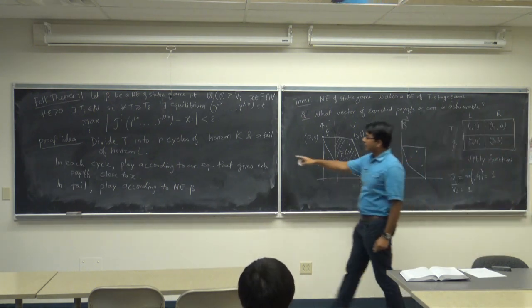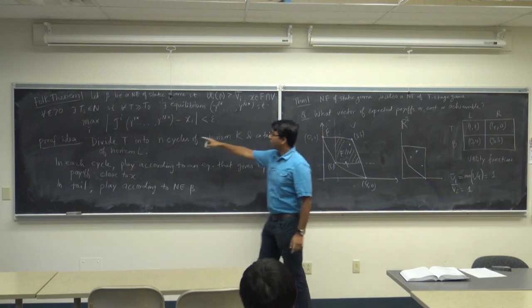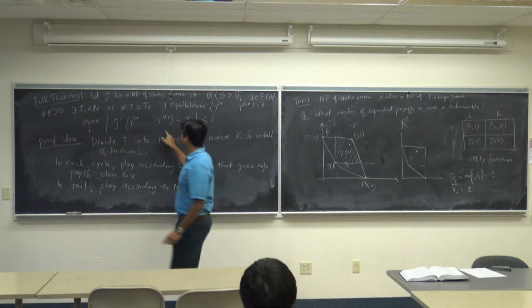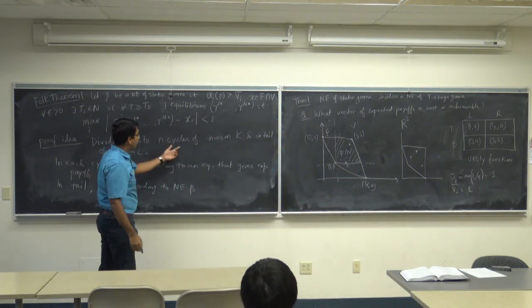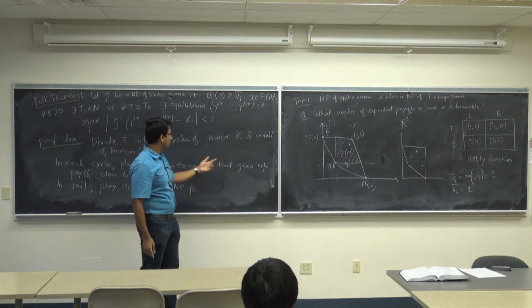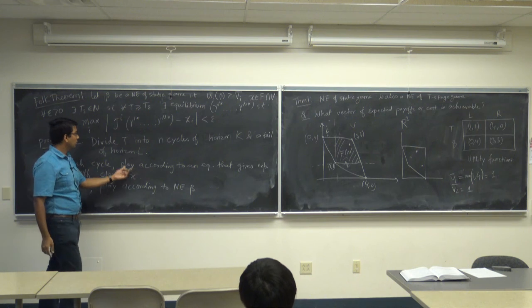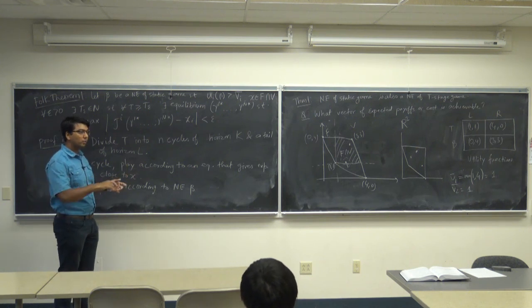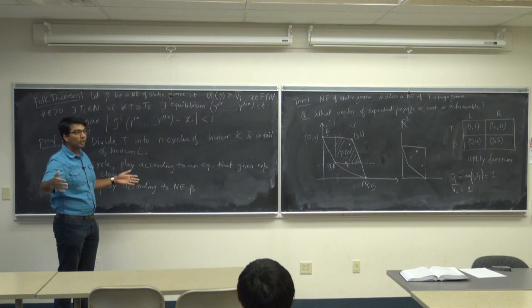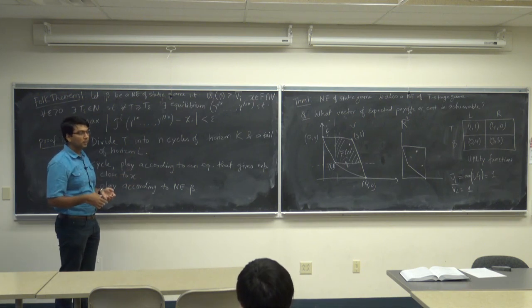The point of the cycle, so remember, this is the average expected payoff. So in each cycle of horizon K, you will be able to find an equilibrium that's close to X. If you look at the average payoff in each cycle, it's equal to X. So the average payoff over all the cycles will be equal to something that is close to X.